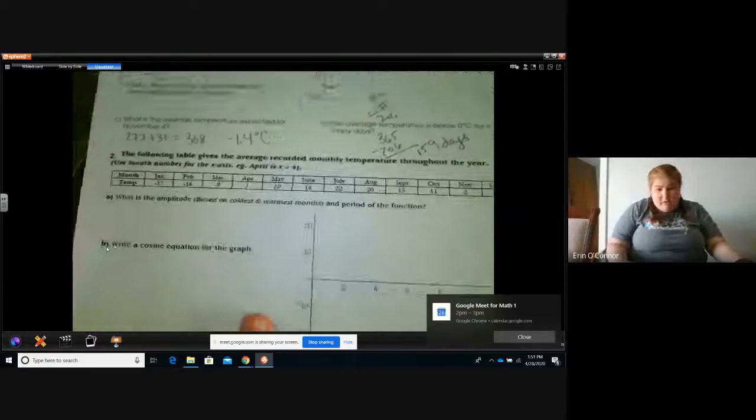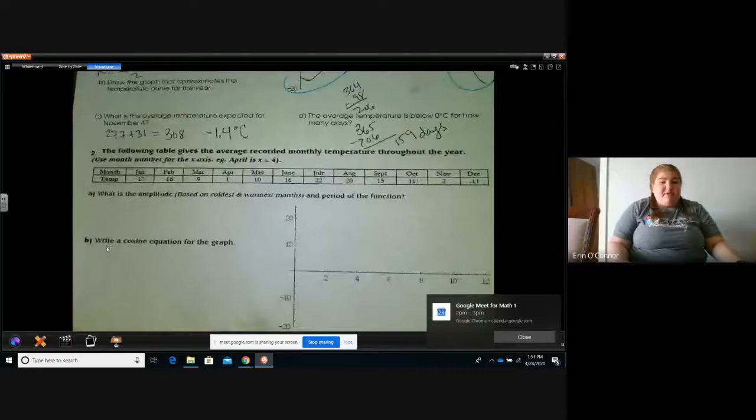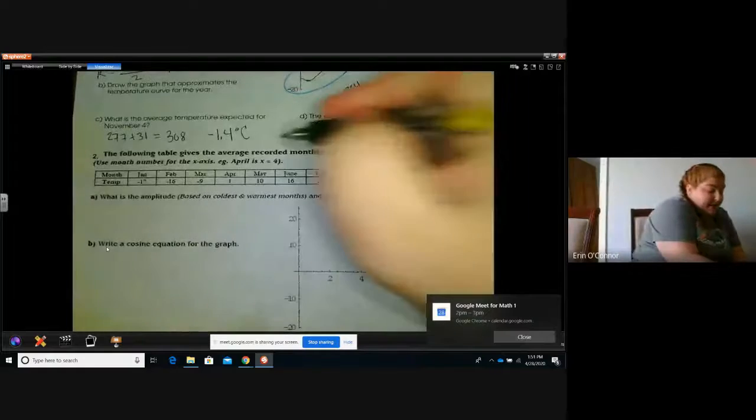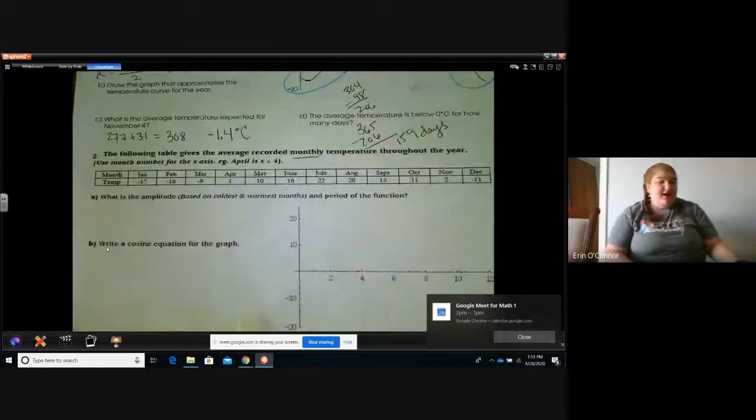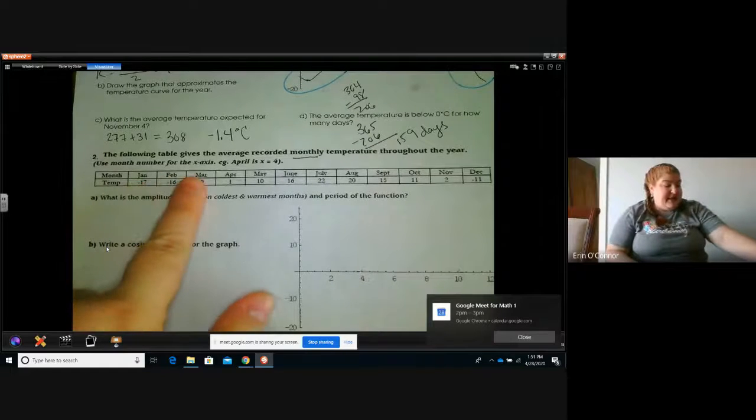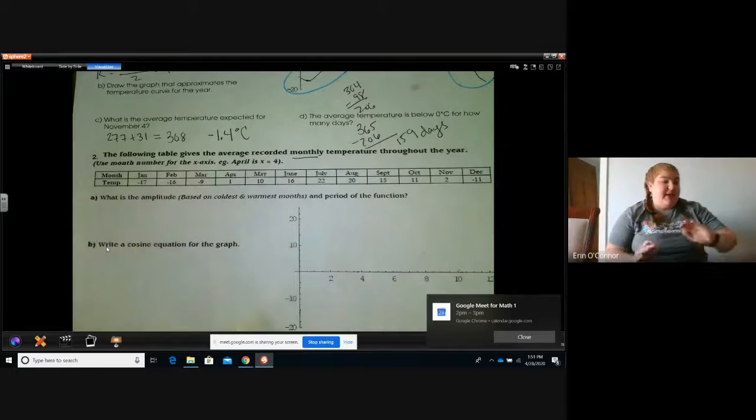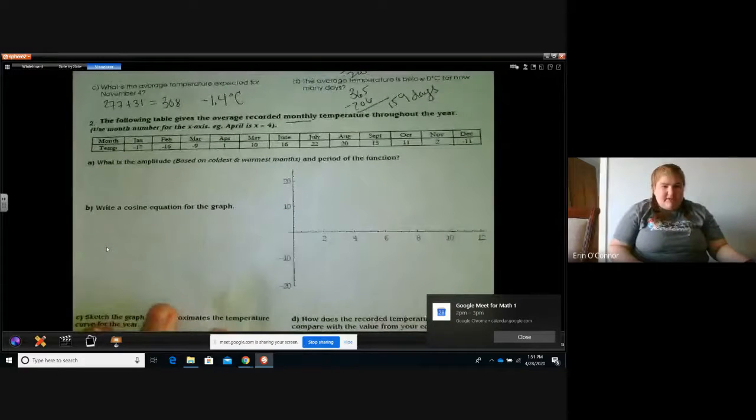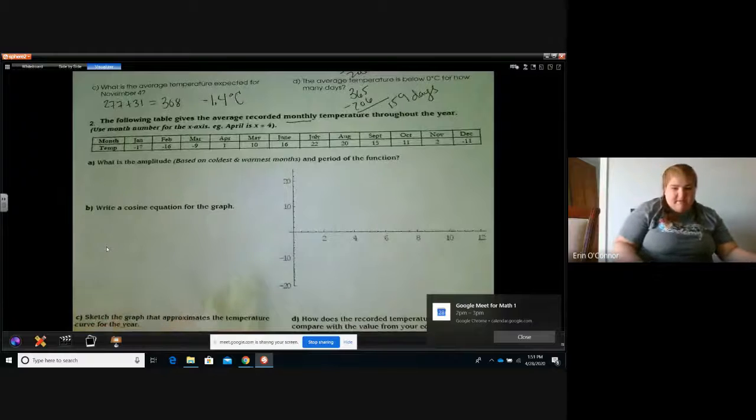Okay, one more question. The following table gives you the average recorded monthly temperature throughout the year. So instead of days, we're doing months now, and there's 12 months, just so you know. Use the month number for the x-axis. For example, April is going to be x equals 4. So we have all this. What is the amplitude based on the coldest and warmest month and period of the function?